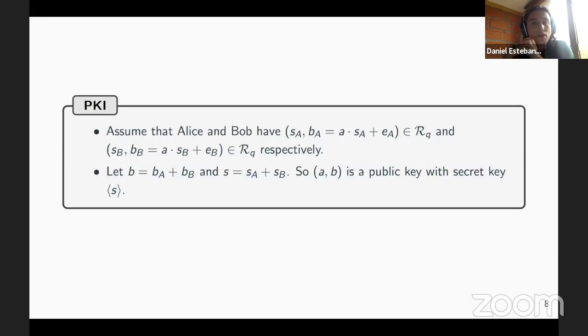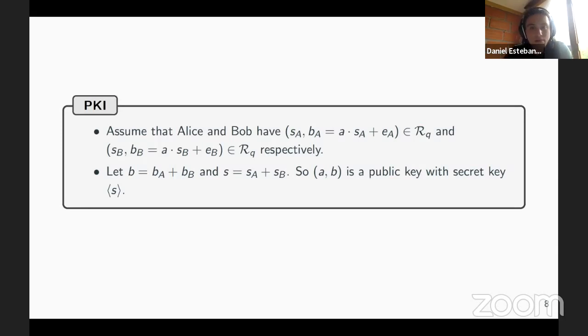Okay, so if you have this public key infrastructure, you can always define this B to be the sum of the two Bs, and S to be defined as the sum of the two S's. And then A comma B becomes a public key such that the secret key is the sum of the two S's. So the secret key is going to be secret shared among the two parties, which is great because that's kind of the starting point of the first observation we discussed before.